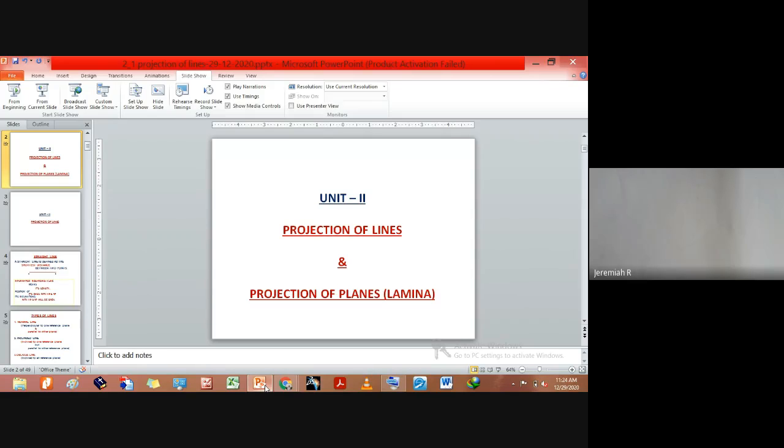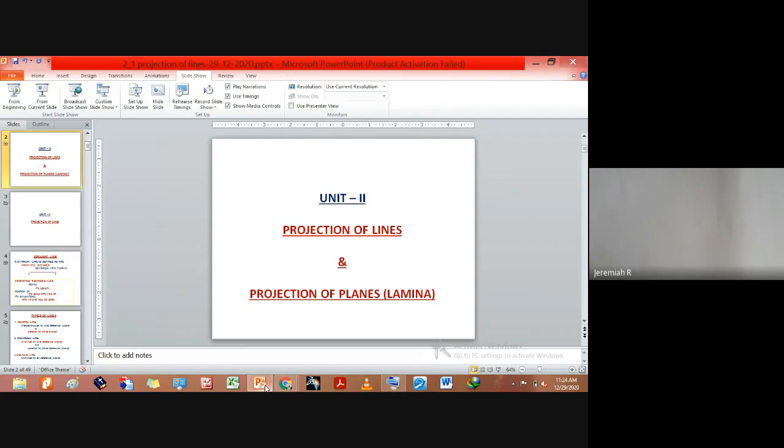So what are we going to do now? We're going to keep the line in the first quadrant, that is first angle, and draw the front view. The front view will be projected on the vertical plane. For the top view, you have to see from the top, and that will be projected on the horizontal plane, then rotated clockwise 90 degrees. So always the front view will be above the XY line, and the top view will be below the XY line. Keep that in your mind.